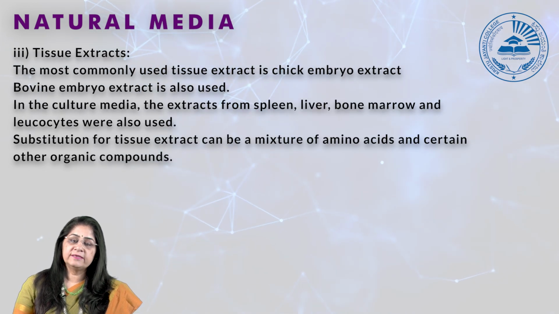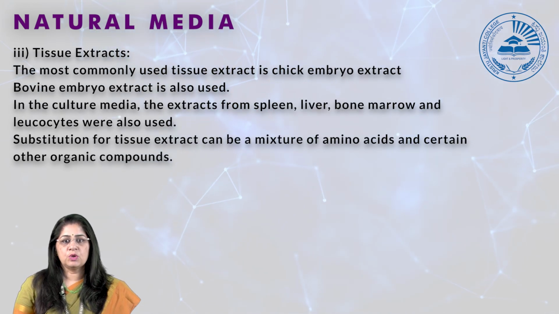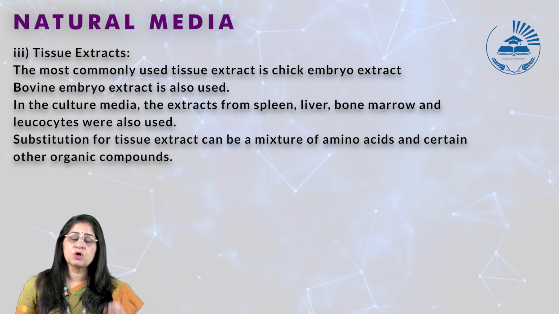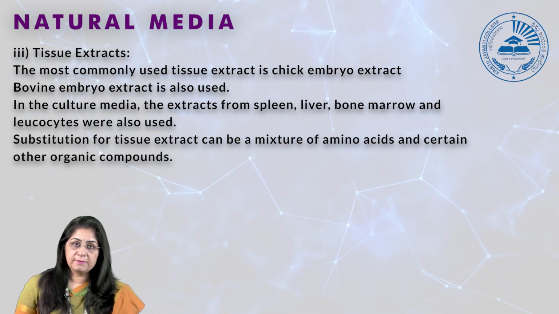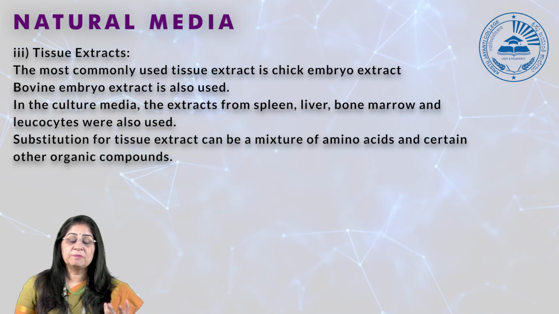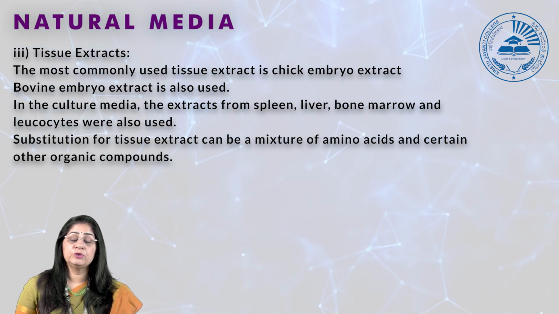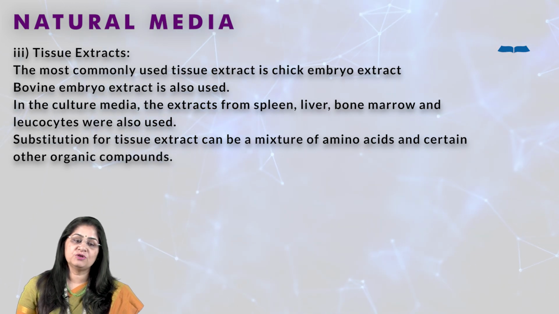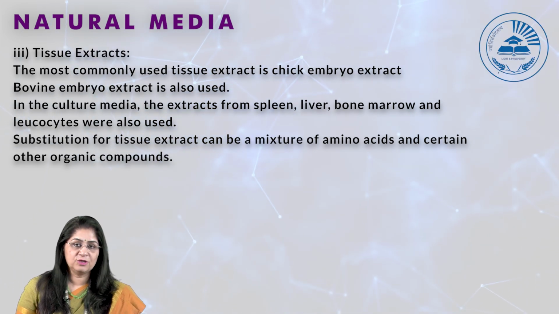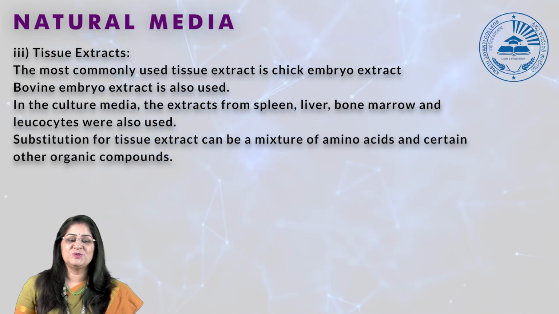Other than that, the third one is tissue extracts. Out of these, the most commonly used is the chick embryo extract. Bovine embryo extract can also be used. Spleen, liver, bone marrow and leukocytes can also be used. A substitute for tissue extract can be a mixture of amino acids and certain other organic compounds. Of course, we have substitutes for all these.